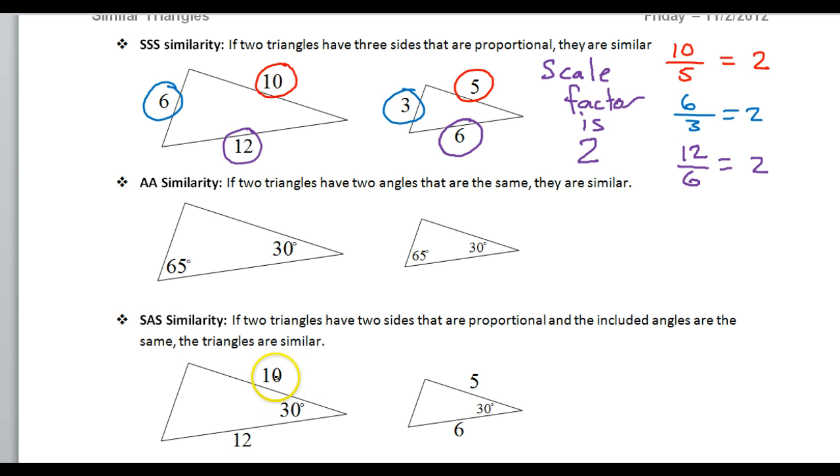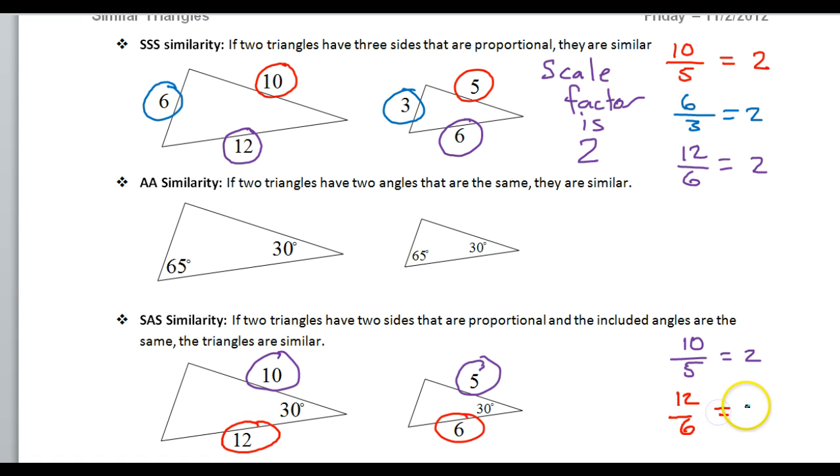The S and S again refer to the sides being proportional. I used the same numbers, so we've already done the math, but these are still proportional, meaning that 10 over 5 equals 2, and in the same way, 12 over 6 equals 2. So we have two pairs of sides that are proportional, and then one angle that is congruent. It's important that the angle that is congruent is between the sides that are proportional.